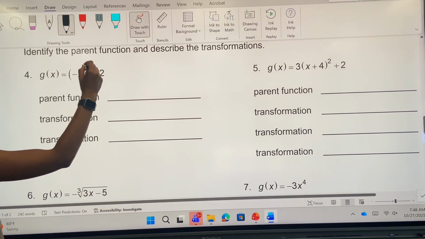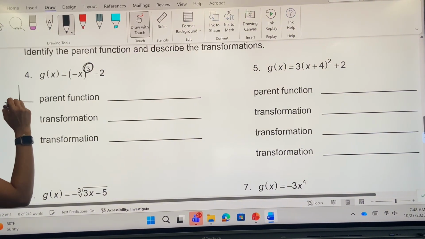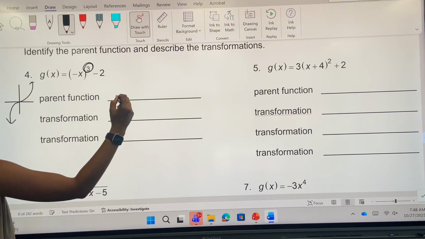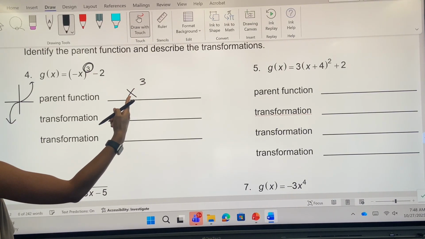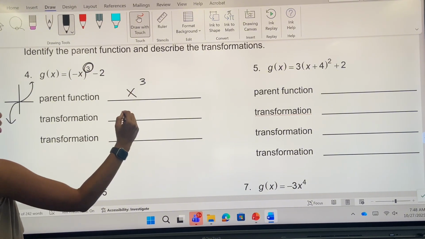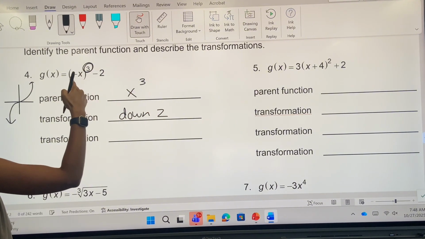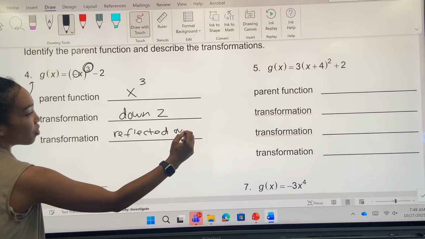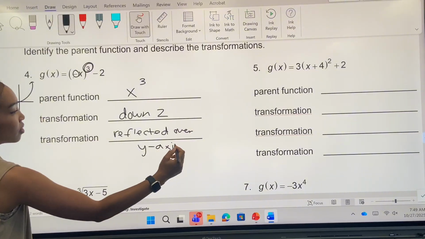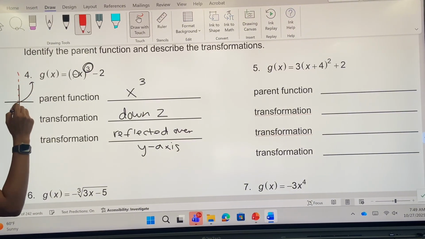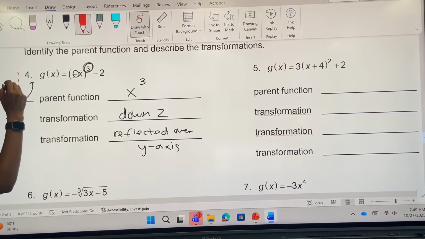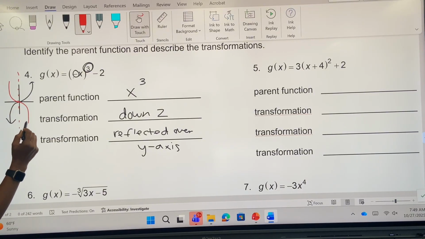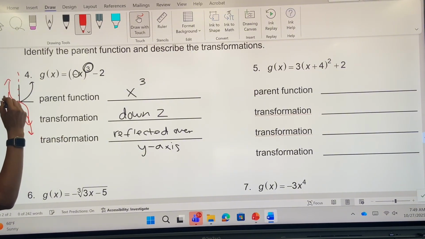This is a cubic graph, so it normally looks like this. However, it went down 2, so this is your parent function. That's the original function. It went down 2, and it was also reflected, and that's inside of parentheses, so that it reflected over the y-axis. So guys, this is the y-axis right here. That means this side is now looking like that. This side right here is now looking like that. It reflected across the y-axis, and then it went down 2 too, so now it's down here. So that's what it would look like, and those are your transformations.